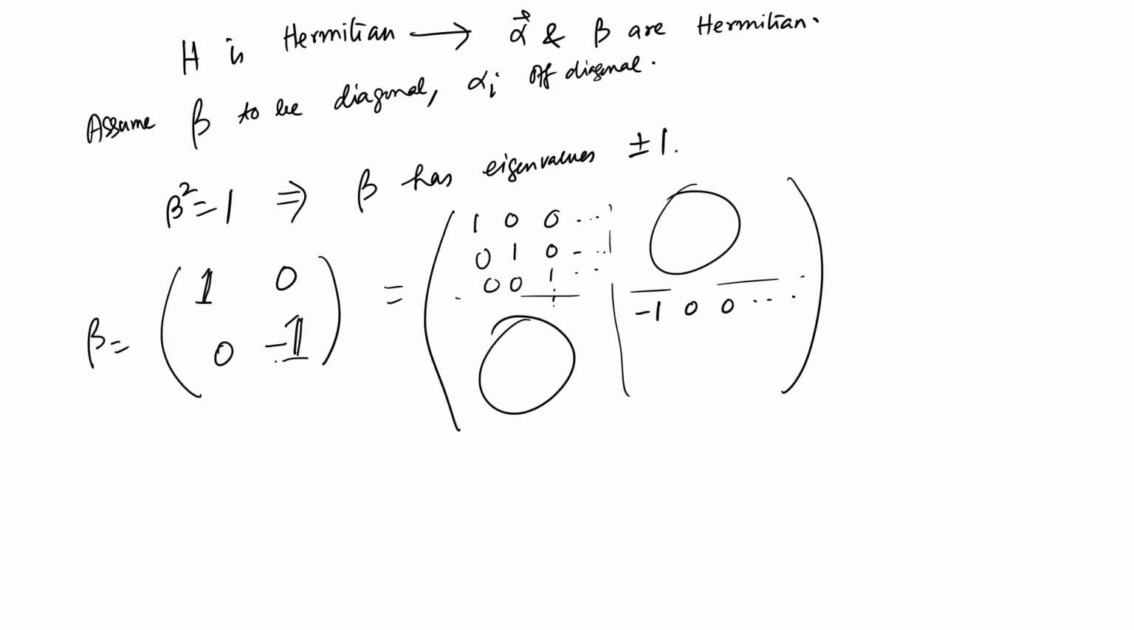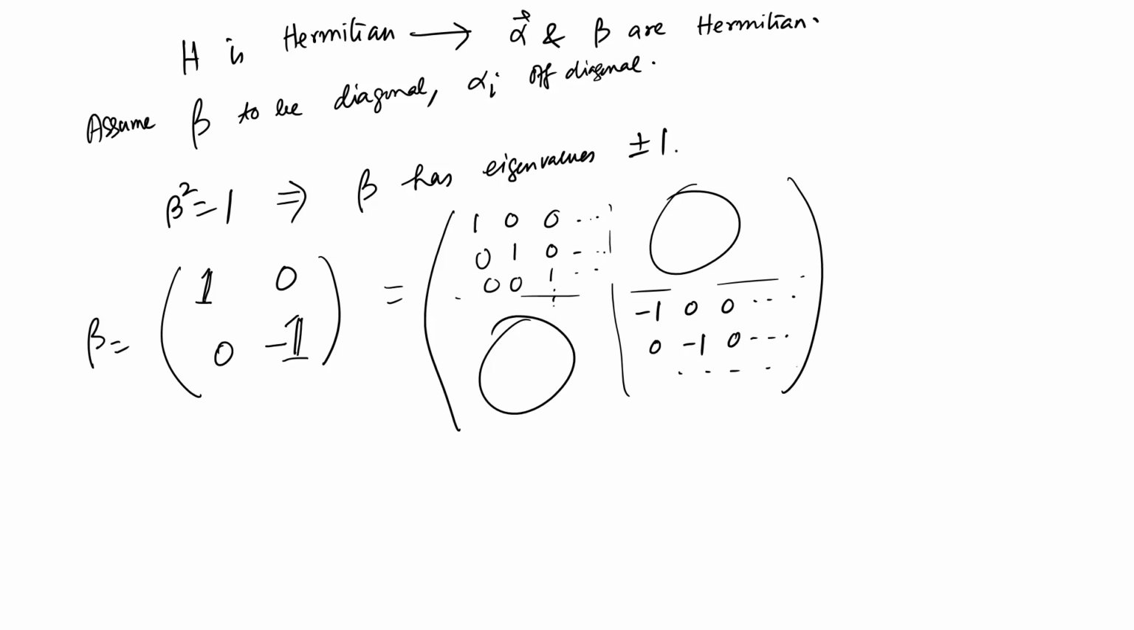I wrongly wrote it as plus 1, but it has to be minus 1. So, this is 0 minus 1 0 and so on. Okay. So, that is the size of the matrix, but we really do not know the shape of the matrix rather, and we have said that alpha and beta are Hermitian matrices.